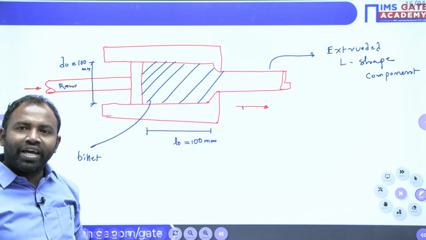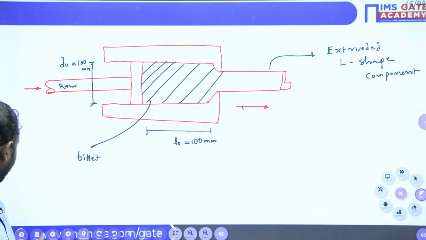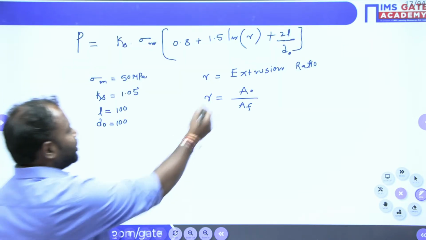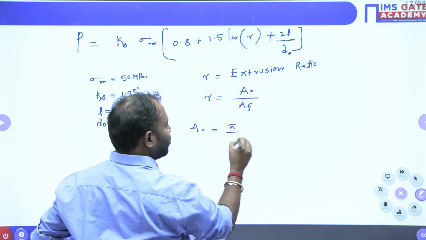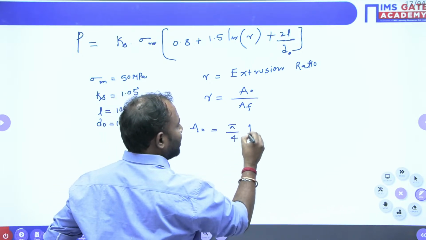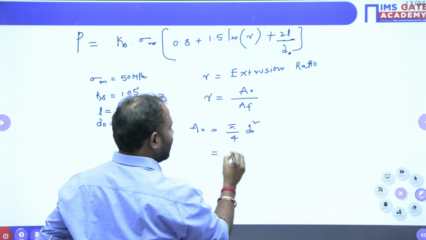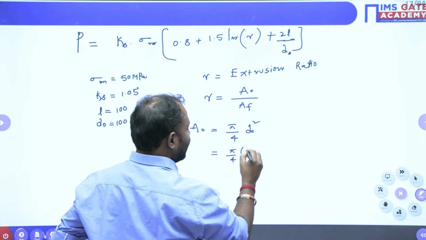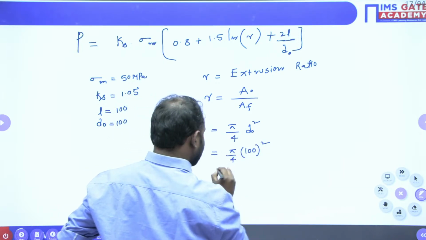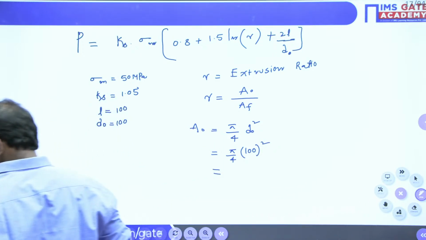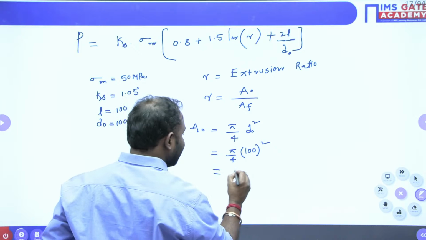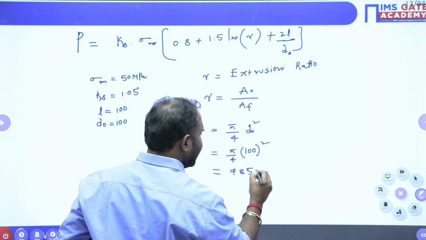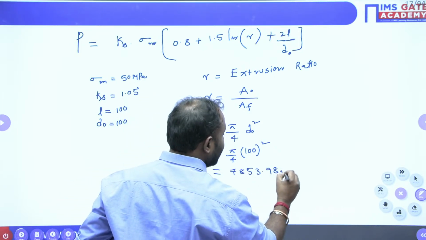Yes, guys. Now, let us go for the initial cross section area. A naught is equal to pi by 4 d naught square. Now, pi by 4 into 100 square, such that A naught you are going to get is 7853.98 mm square.